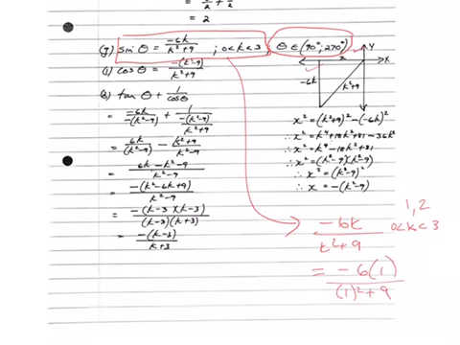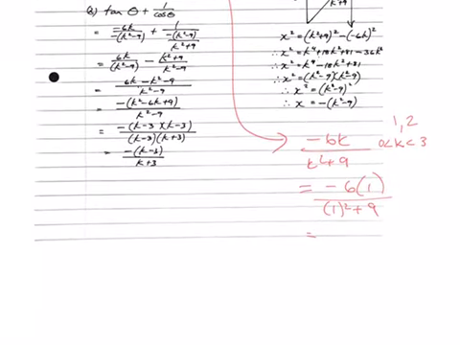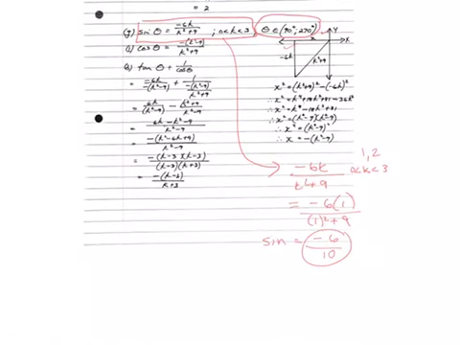The aim is not to solve for k here, so I just want to show you what the effect of this clue is. If I have negative 6 times 1, I have negative 6. 1 squared is 1, that gets us 10. So either way, it doesn't matter what we're working with. It's just saying to us that sine theta is going to be negative. All right, so if I were to use the number 2, negative 6 times 2 over 2 squared plus 9, I'm going to get negative 12 over 13.